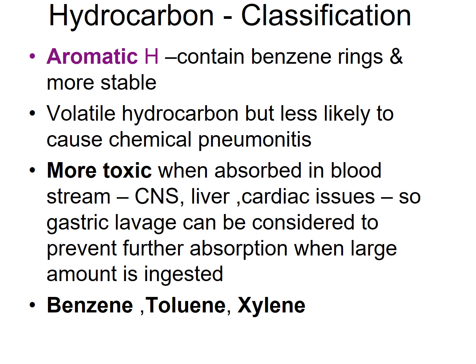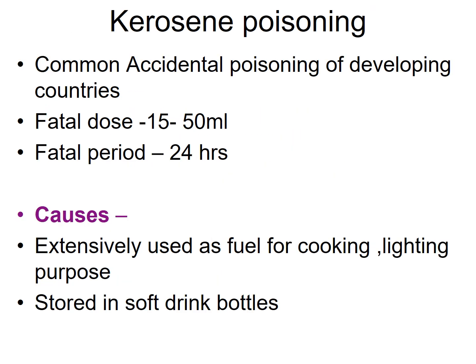You have to secure the airway first. If needed, put an ET tube, and only then do the gastric lavage in an aromatic hydrocarbon poisoning. That is also only if there is a large amount of ingestion. With a small amount of ingestion, you leave it like that. So benzene, toluene, and xylene come under this group. But today we are going to discuss kerosene, which belongs to the aliphatic hydrocarbon group.